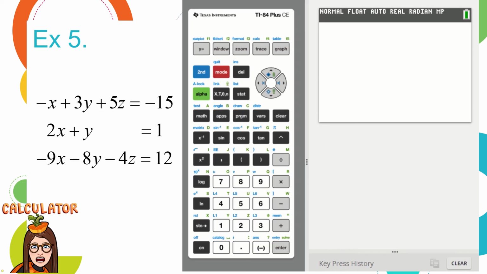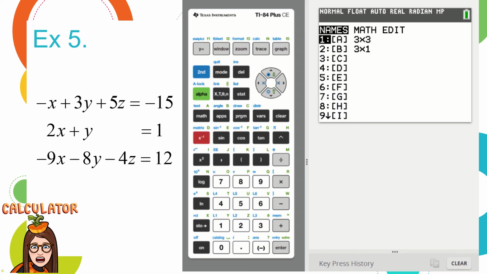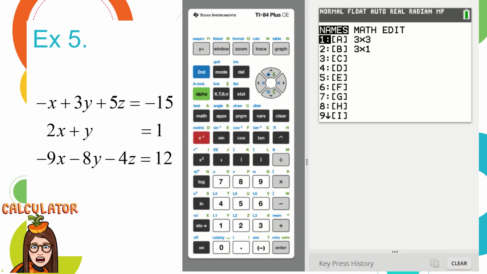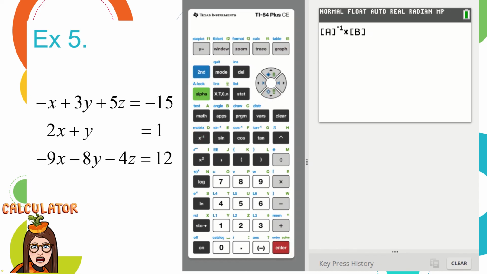We want to take the inverse of A, second matrix, choose the name of A, find its inverse, times the inverse by the constant matrix. Inverse times constant yields solution. My answer is 4, -7, 2.